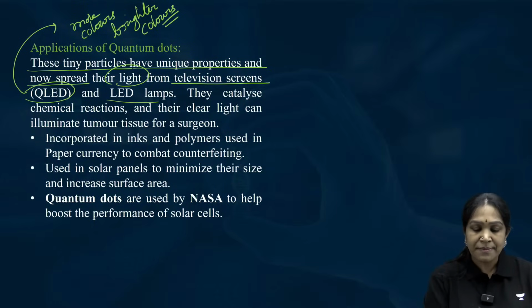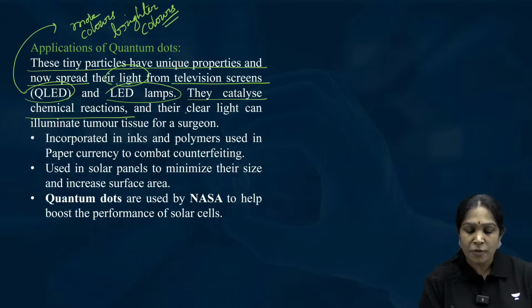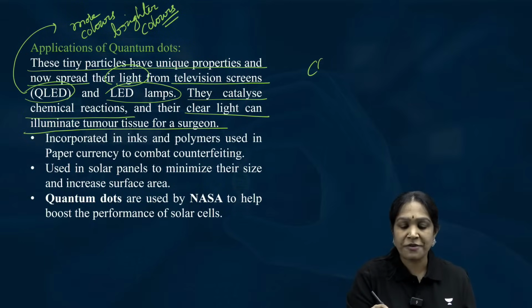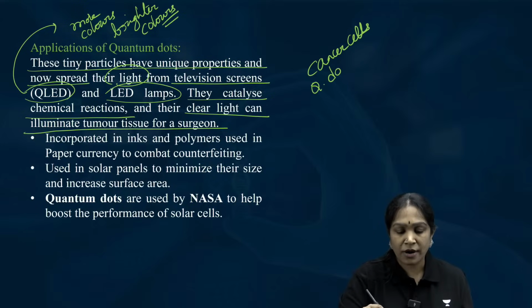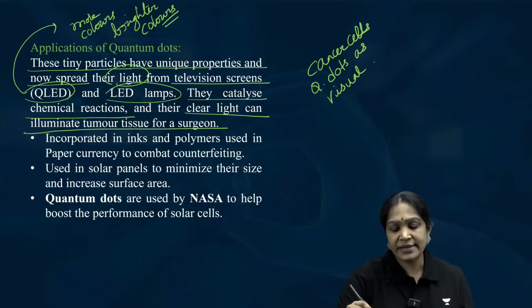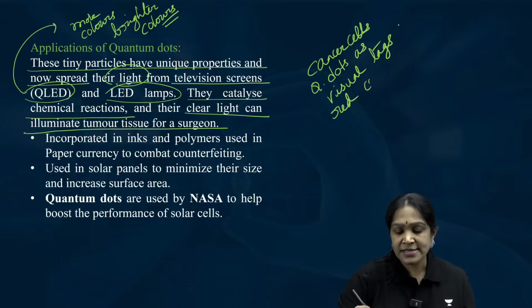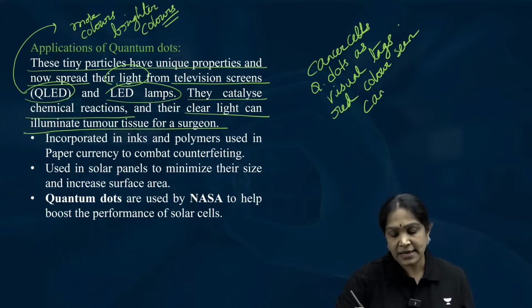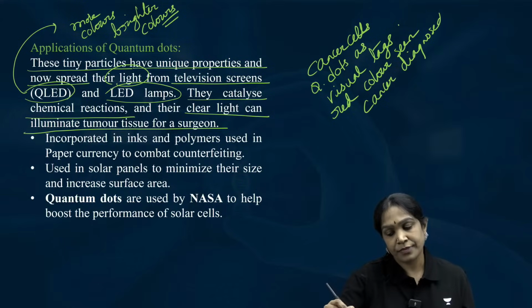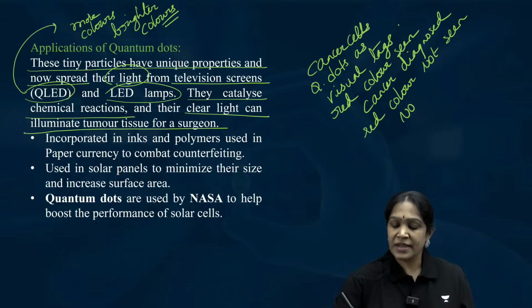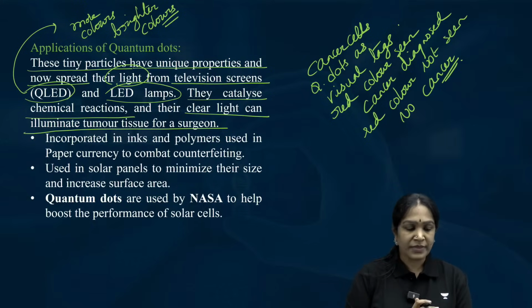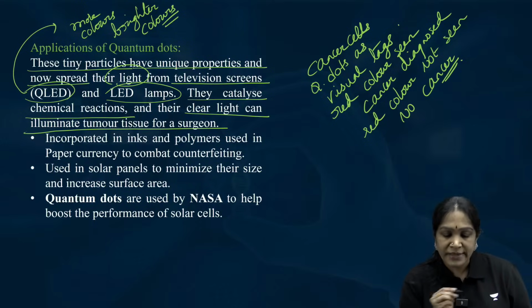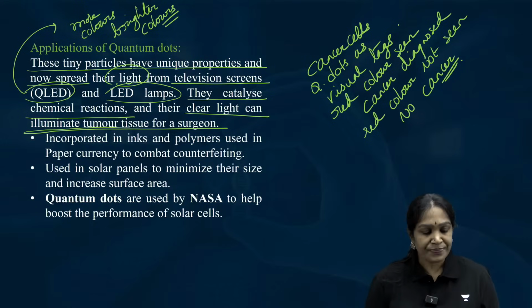And they catalyze chemical reactions. Their clear light can illuminate the tumor tissues for a surgeon. For example, let us suppose you have cancer cells, and for these cancer cells you are using quantum dots as visual tags. If the red color is seen, cancer is diagnosed. If the red color is not seen, it means no cancer. So by this mechanism, it can help in the diagnosis of cancer. The quantum dots will illuminate the tumor tissues for a surgeon. The surgeon can see the tumor tissues and can operate on them.